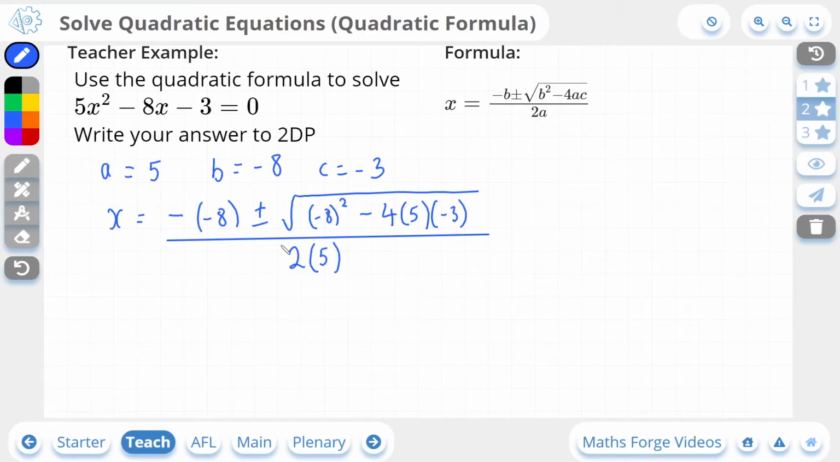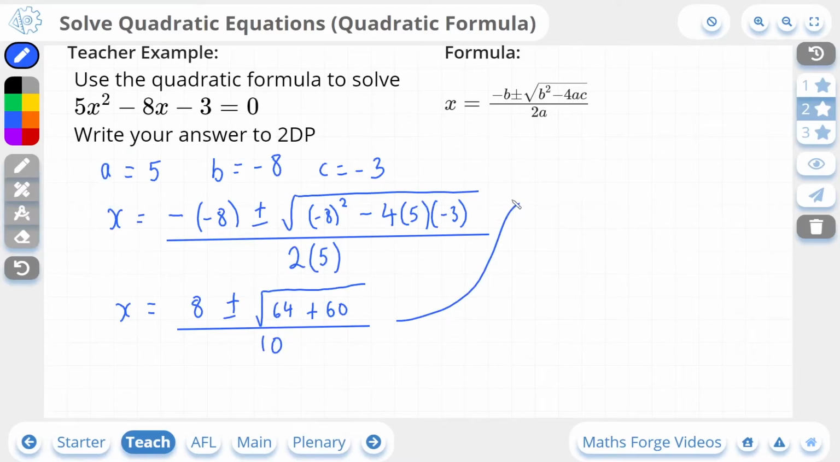So we have the following, and if we simplify, a negative on a negative gives us a positive. So it's going to be positive 8 plus or minus the square root of negative 8 squared, which is 64. And then negative 4 times 5 is negative 20, and negative 20 times negative 3 is positive 60. And this is all being divided by 2 times 5, which is 10.